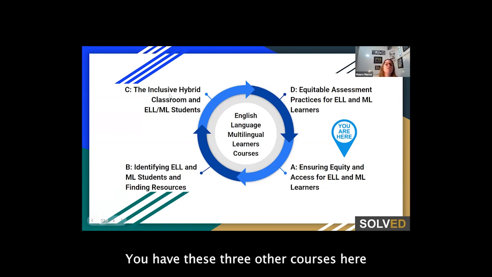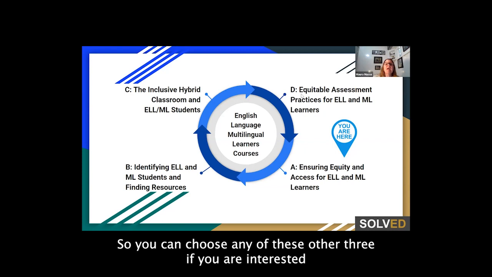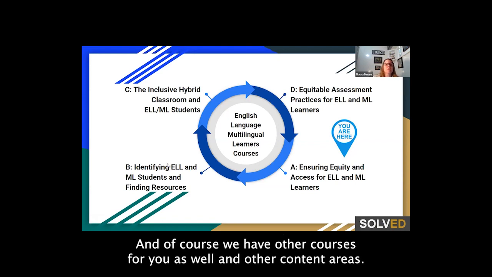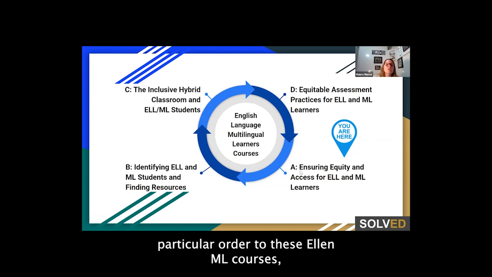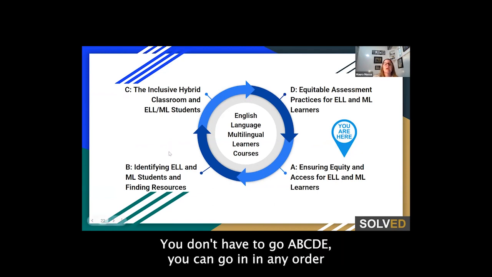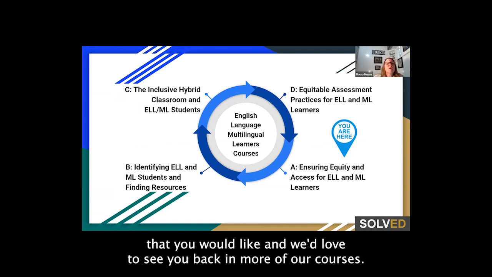You have these 3 other courses here, all available to you on the topic of English language and multilingual learners. You can choose any of these other 3 if you are interested in continuing to go more in depth on this topic. And of course, we have other courses for you as well in other content areas. There is no particular order to these EL and ML courses. So if the next one you're available for is C, you want to jump to C, that's fine. You don't have to go A, B, C, D. You can go in any order that you'd like. And we'd love to see you back in more of our courses.